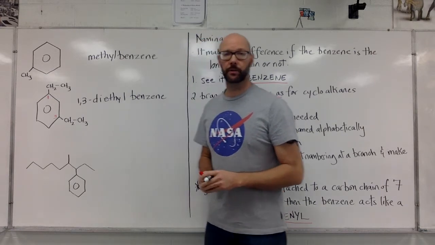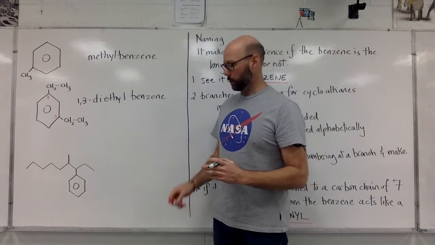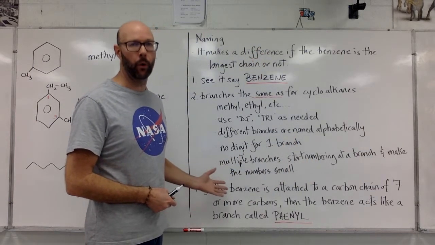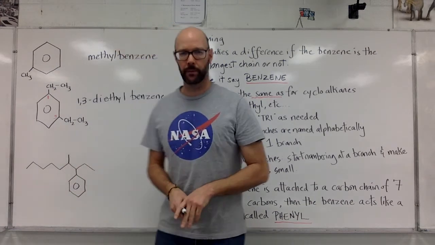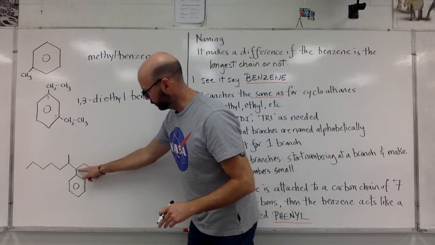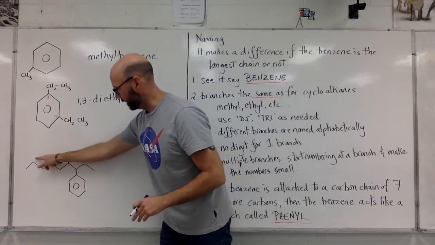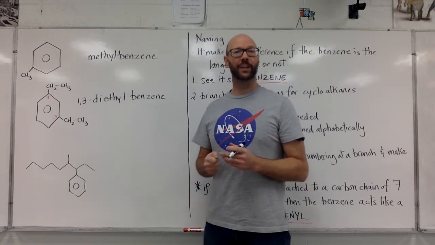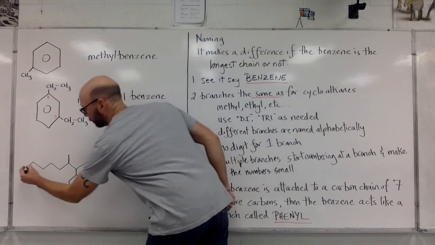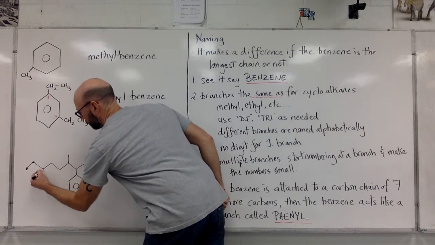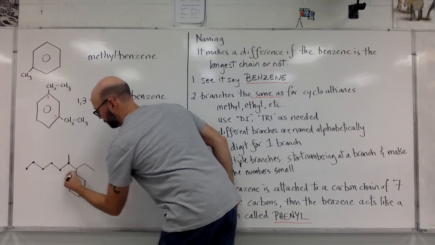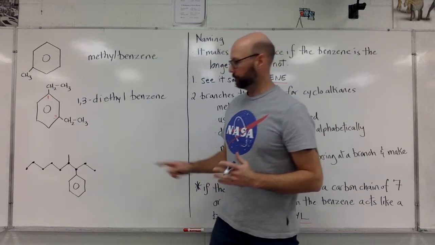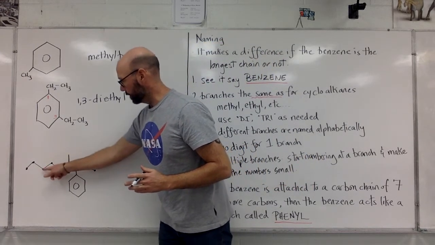We also have the possibility where benzene is not the dominant structure, where benzene is acting like a branch. If it's attached to a carbon chain of 7 or more carbons, then the benzene acts like a branch. This one has 1, 2, 3, 4, 5, 6, 7, 8, 9 carbons in the longest chain. Let me highlight those by putting a dot in the location of each carbon. Don't forget to count the ends of the lines.